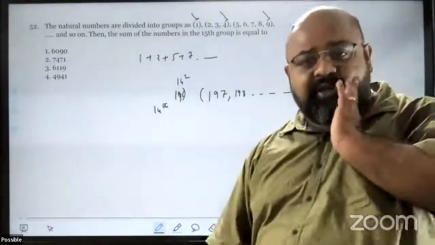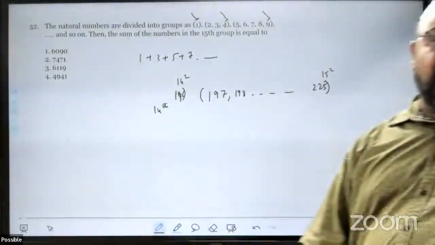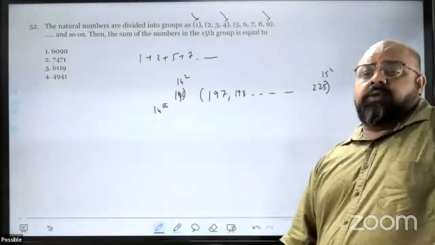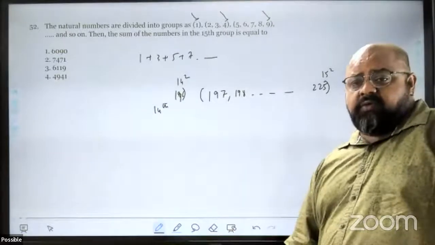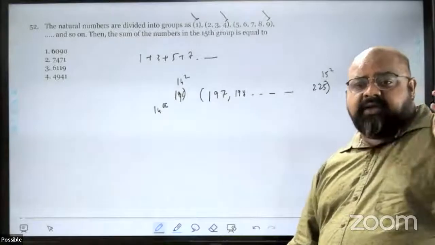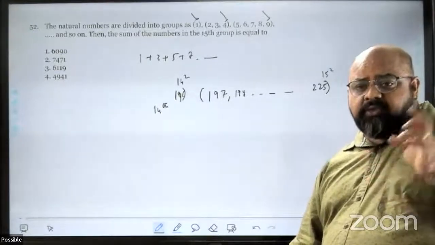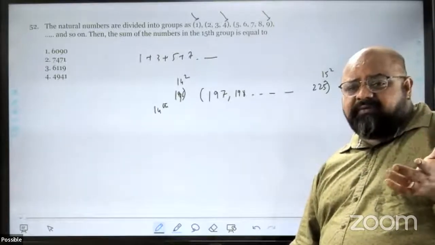Simple arithmetic progression, and therefore the sum could be found out. Now, how many numbers from 197 to 225? 225 minus 197 plus 1. 29 numbers are there. So 29 numbers in an arithmetic progression with common difference of 1.